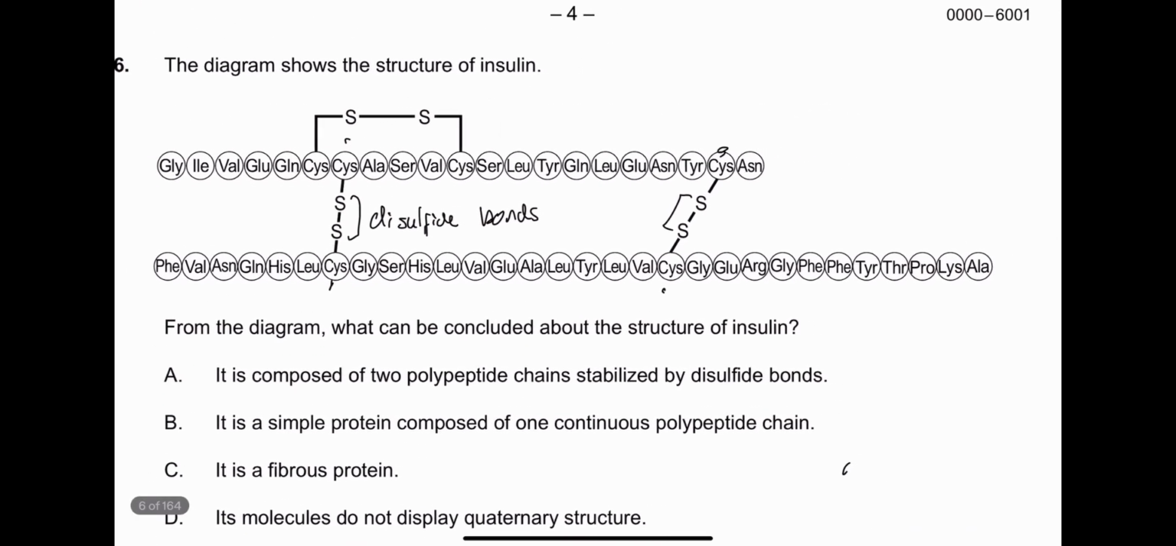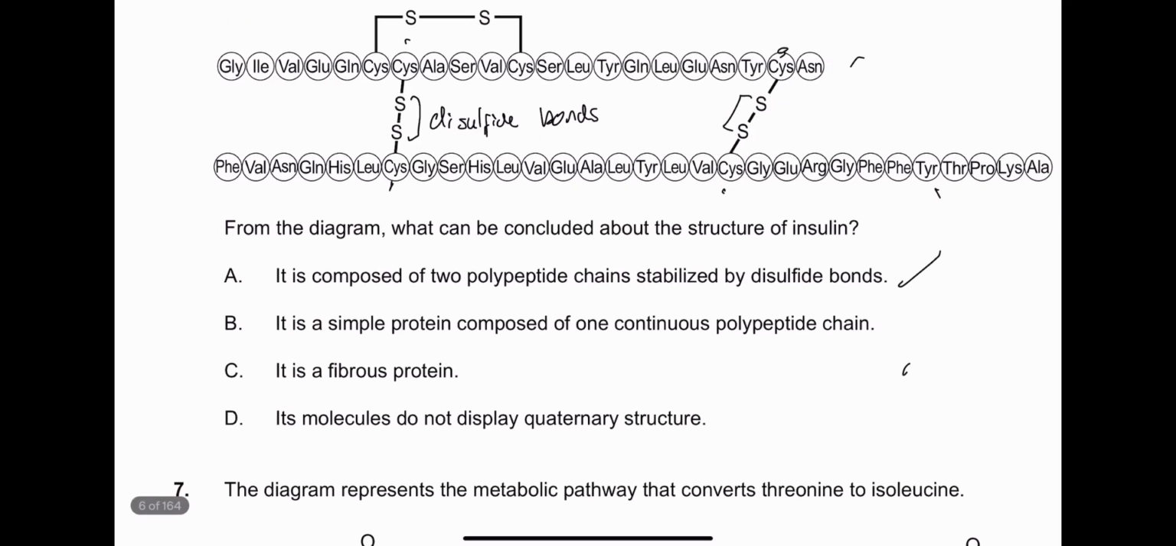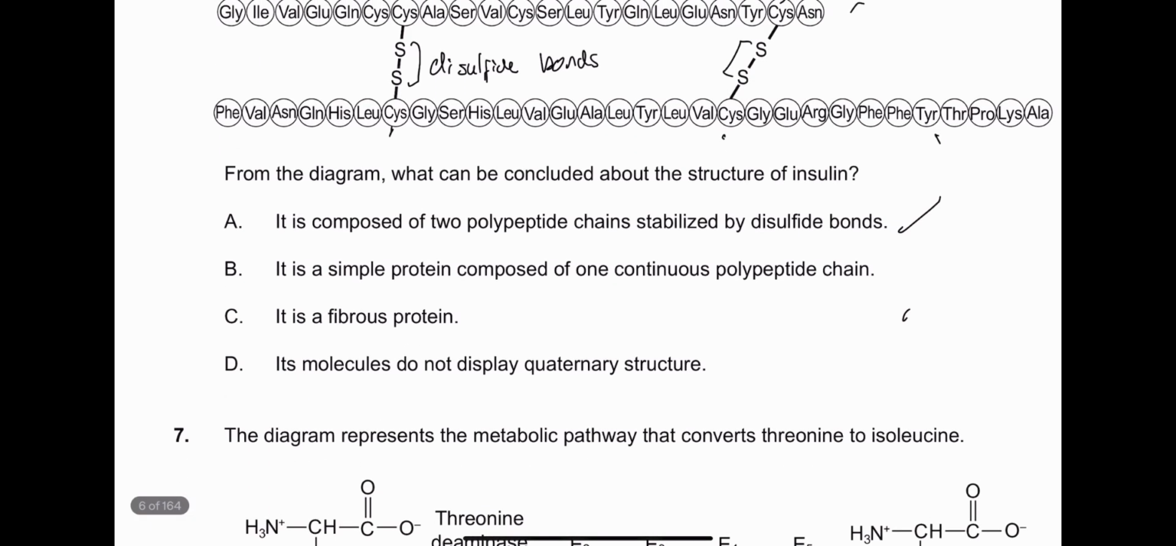So, okay, from the diagram, what can be concluded? It is composed of two polypeptide chains. We have two, stabilized by disulfide bonds. That seems very plausible. That's what we interpreted before seeing the options, but let's see. It's a simple protein composed of one polypeptide chain. We just simply know that's not true. We see two polypeptide chains.